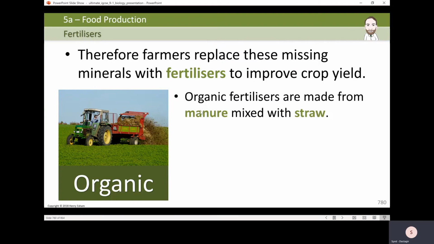So organic fertilizers are made from manure. Ahmed Jassim's favorite word, because he uses that in exam questions, even though the question has nothing to do with manure.